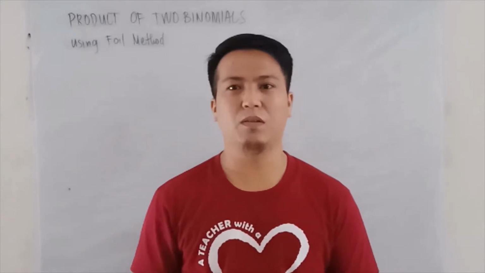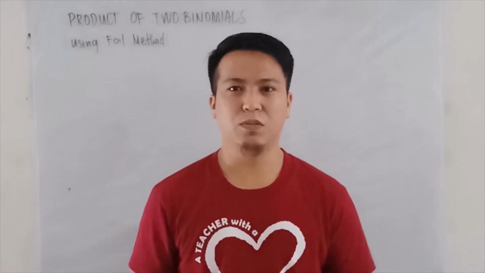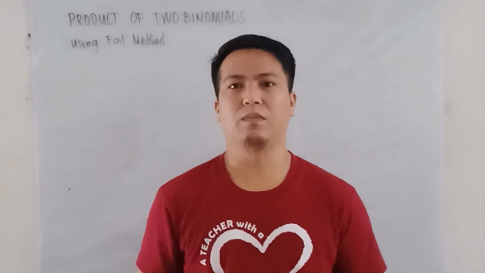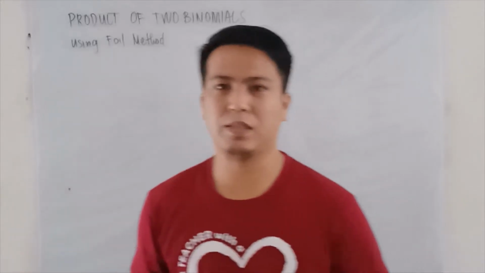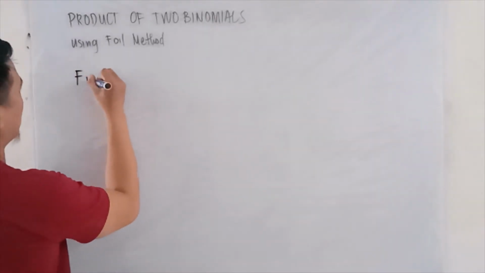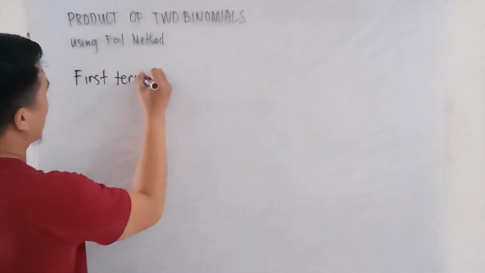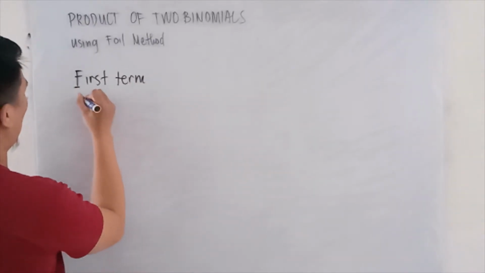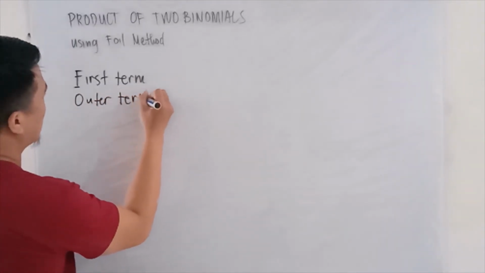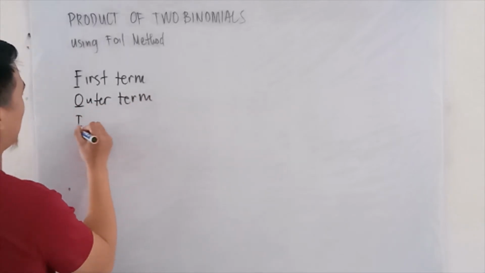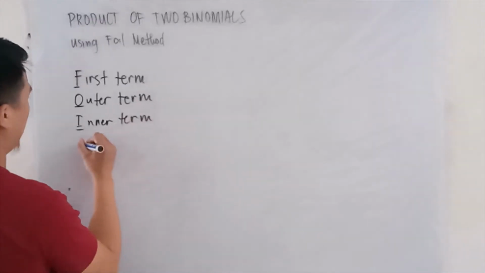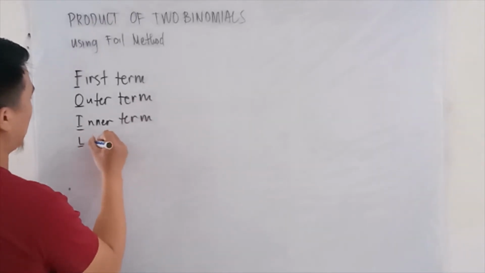Our topic today is all about the product of two binomials using the FOIL method. So, first of all, what is the FOIL method? The FOIL method is an acronym that stands for: F is for first term, O is for outer term, I stands for inner term, and L stands for last term.